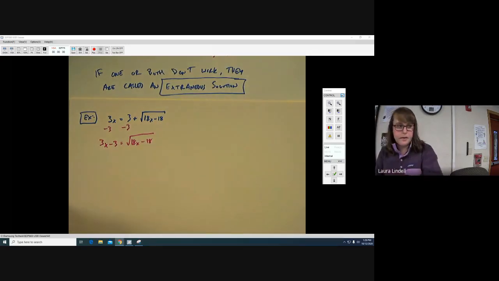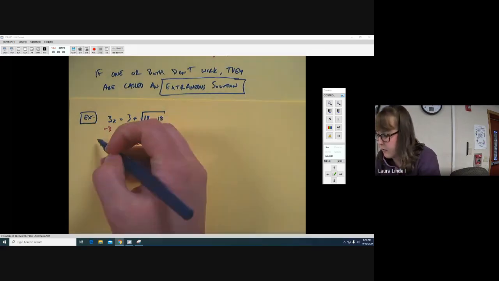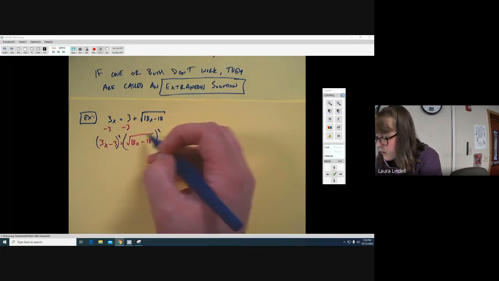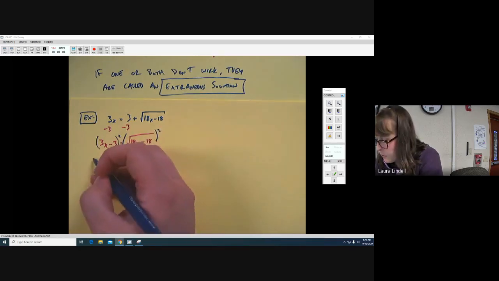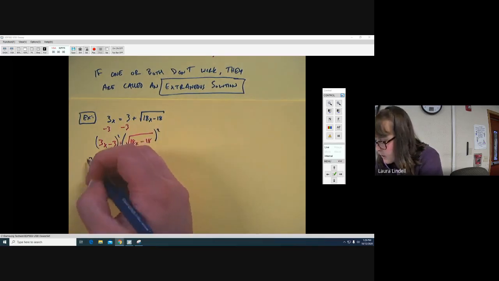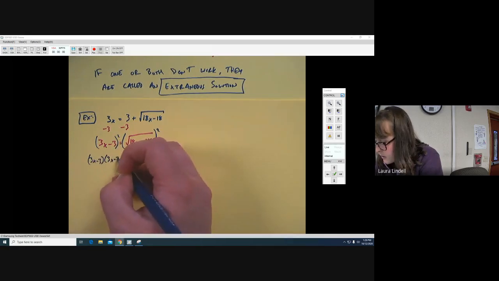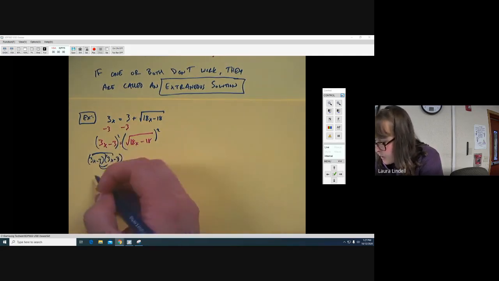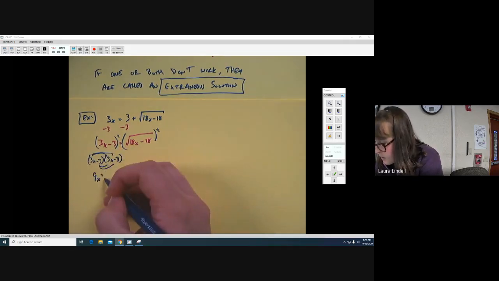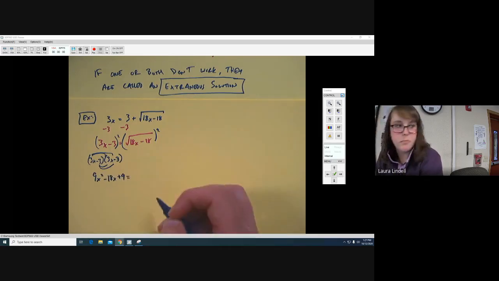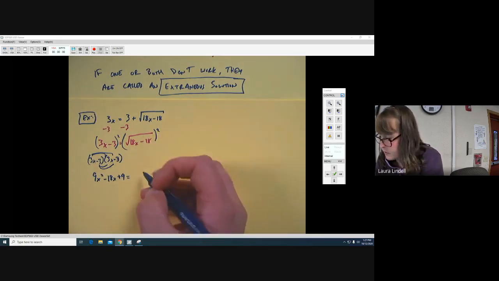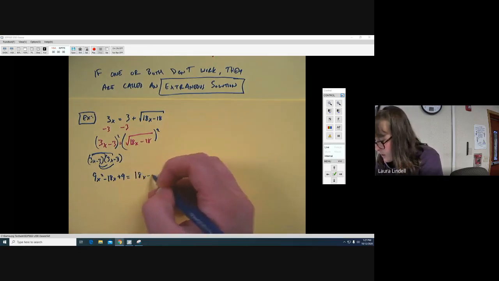Now we're ready to square it on both sides. And remember, when we square over here, we are going to have to multiply this whole thing by itself. So over here, we end up having to go 3x minus 3 times 3x minus 3 and doing the whole double distributing thing. So 9x squared minus 18x plus 9 is what we should get when we simplify that. And then over here, since the square root and the square cancel, we just get 18x minus 18.